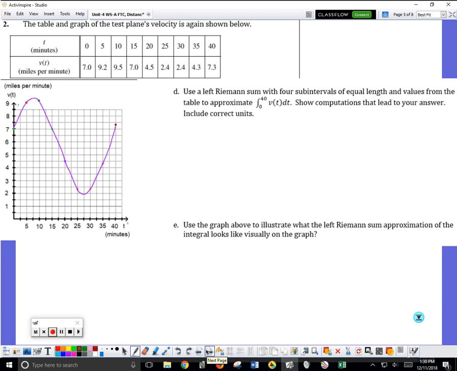So page 2, item D. Okay, some new words here. It says, I don't honestly know the exact pronunciation. It says use the left Riemann Sum.